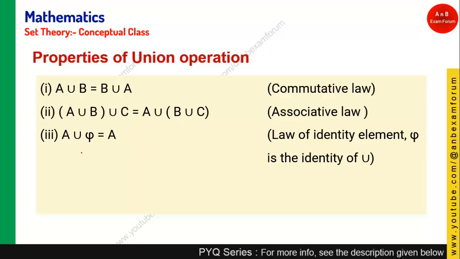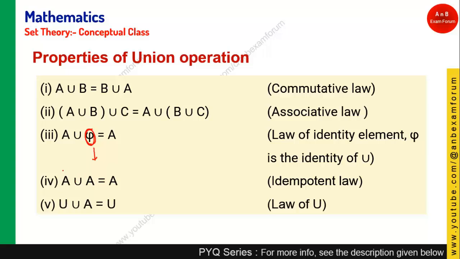Law of identity. This I already told you: it is a null set, the empty set, and if you add an empty set to another set with the union operation, you will get the same set. Why? Because there is no element in it. So this is called the identity element. The next one is the idempotent law. Idempotent means if you union one set with the same set, you will get the same set. Obviously no new element is added, so you get the same set. And this is important.